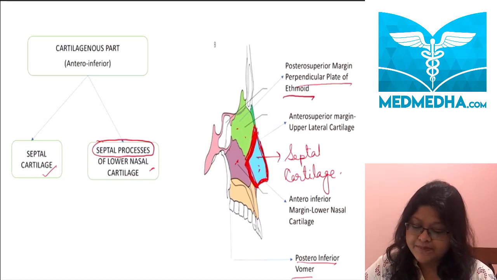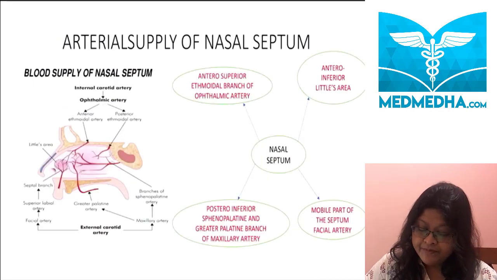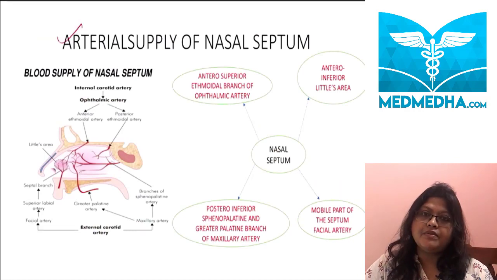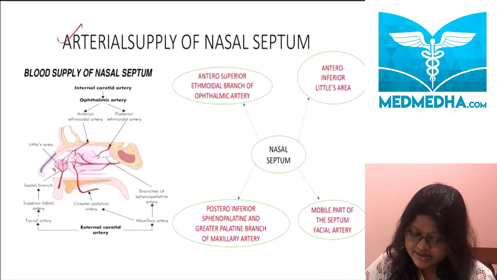Bones forming nasal septum and then the cartilages. Now we come to the arterial supply of the nasal septum. Arterial supply of the nasal septum.